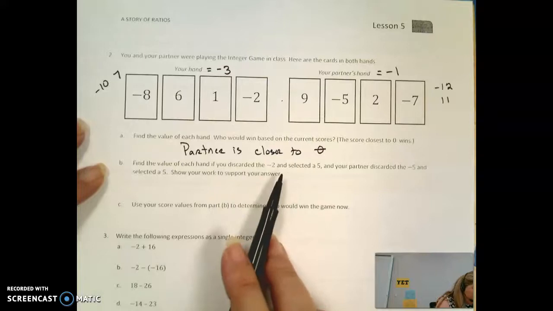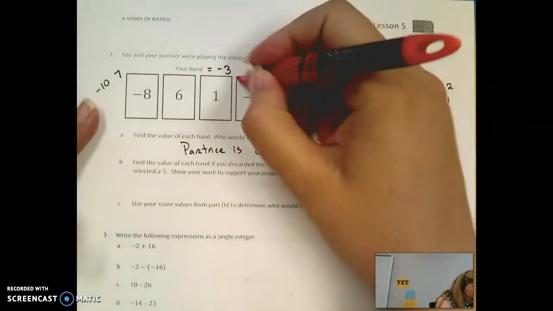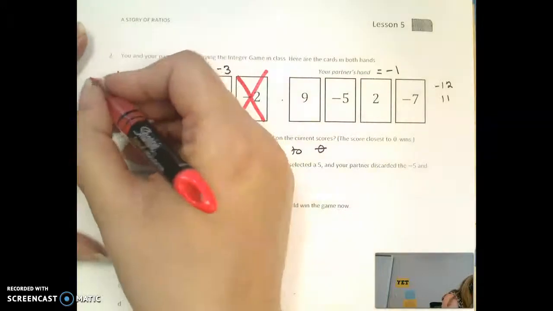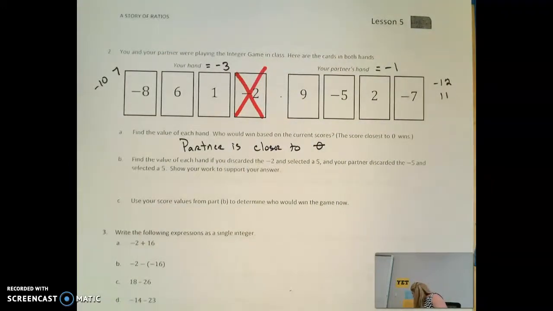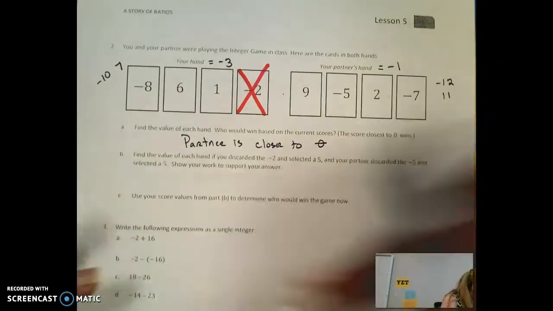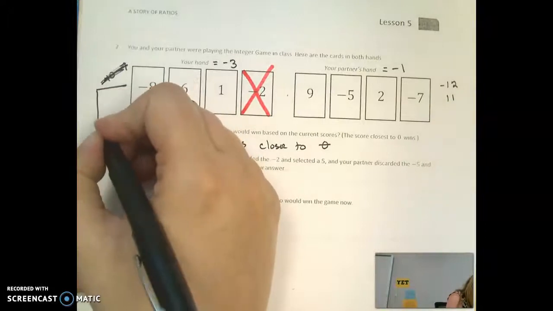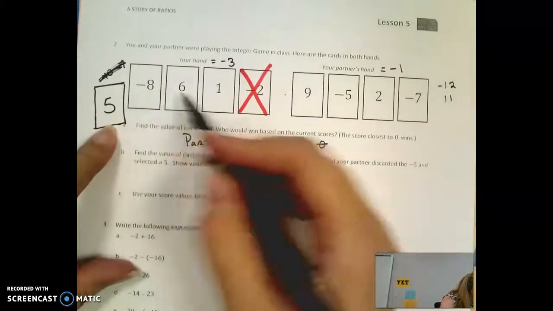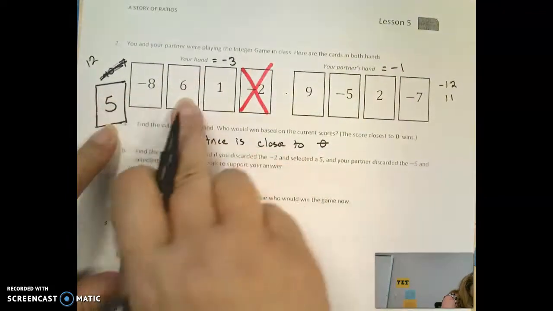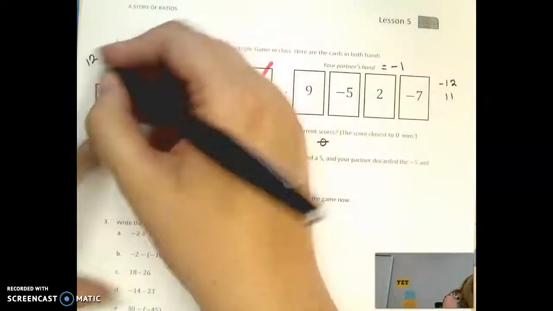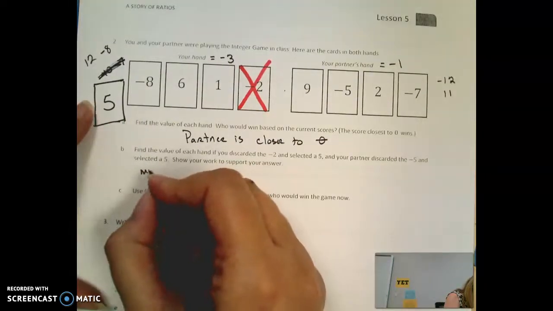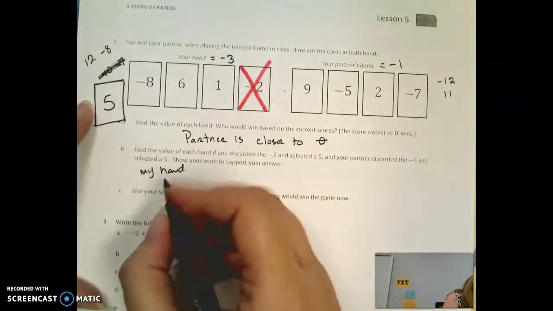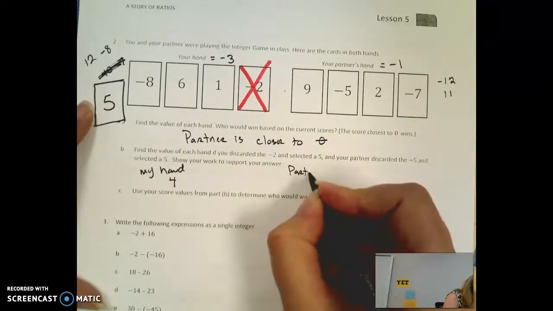Find the value of each hand if you discarded the negative 2. So if that wasn't here, and I selected a 5, okay, so that would be 11, 12 positives, 5, 11, 12, and then 8 negatives. So together, this is my work, my hand would be 4, and the partner, no, they did something different.